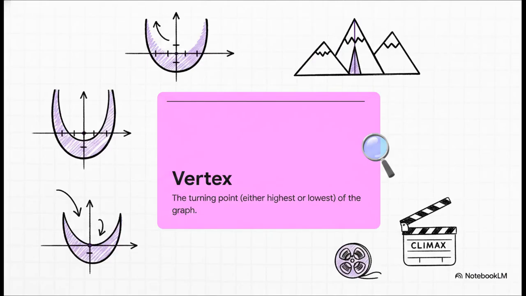Okay, the very first feature you need to know is the vertex. The vertex is the turning point of the graph. Depending on which way that U-shape is facing, it's either the absolute highest peak of the mountain or the lowest, deepest valley. It is literally the climax of our math story, the exact moment where everything turns around.